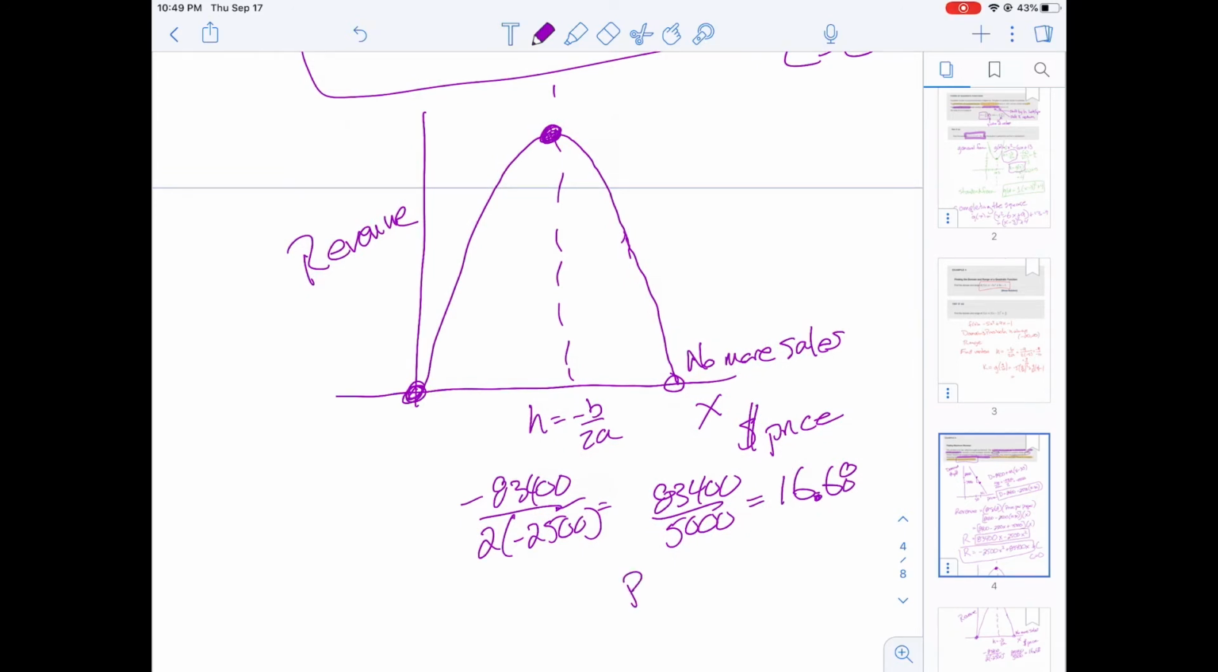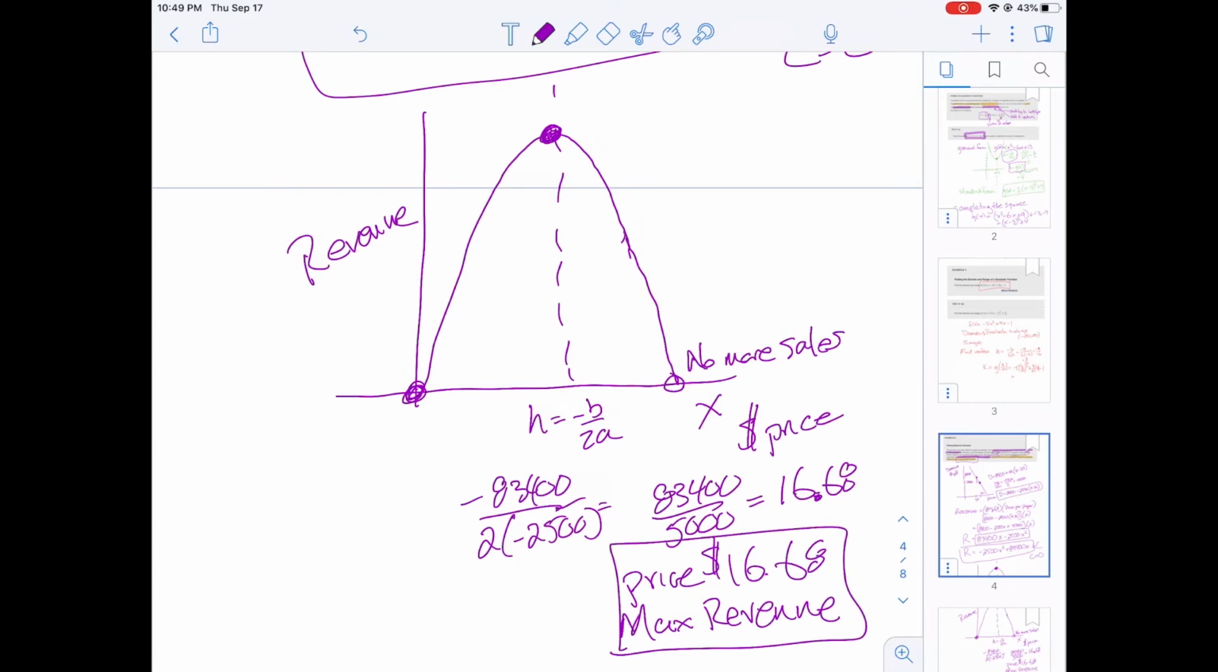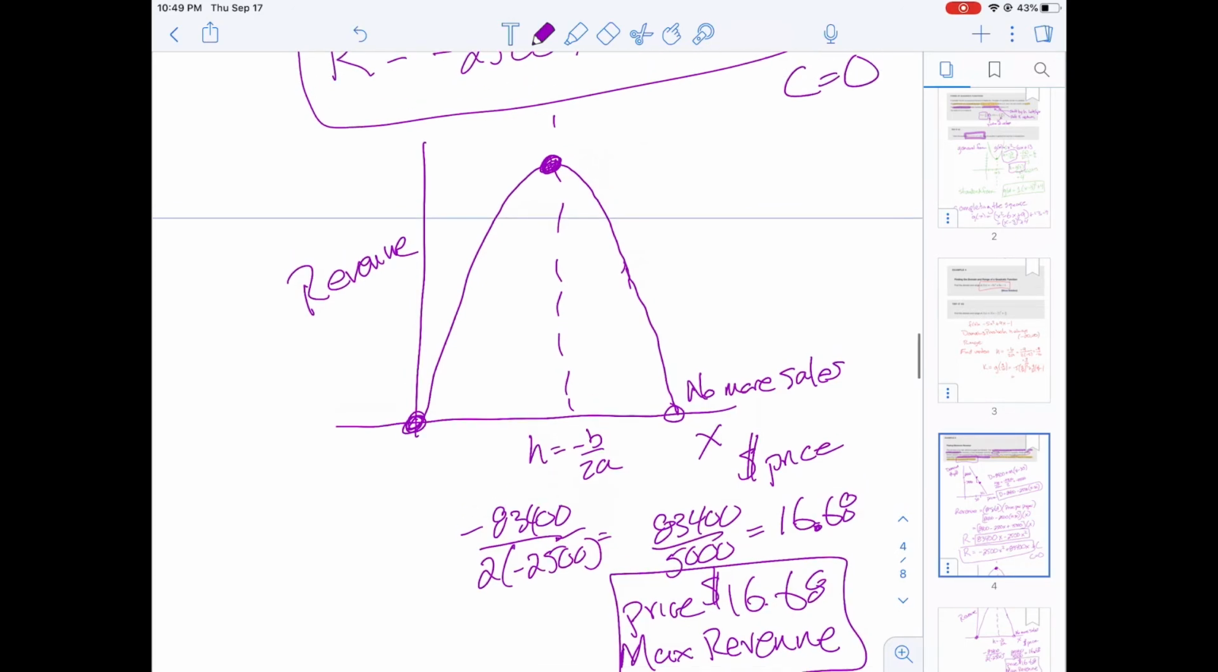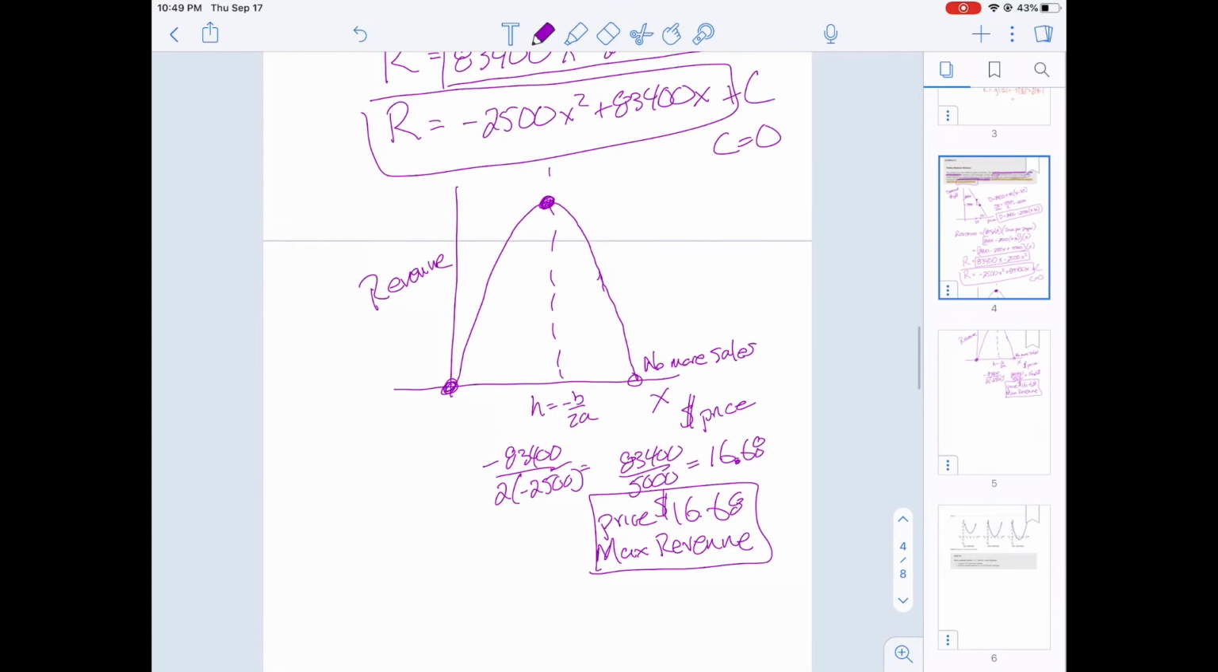So if I set the price at $16.68, that will have the maximum revenue. And so it's easy to find the x value where you have a maximum revenue once you can figure out this formula. Then I would have to calculate the revenue by plugging 16.68 into my formula.